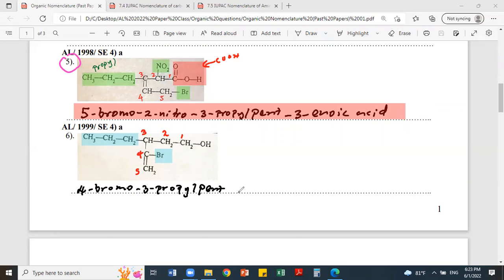pent, 4-en-1-ol. Sometimes some papers give 4-en-ol. That is also okay, but on the new syllabus, it is better to write 4-en-1-ol. Right.